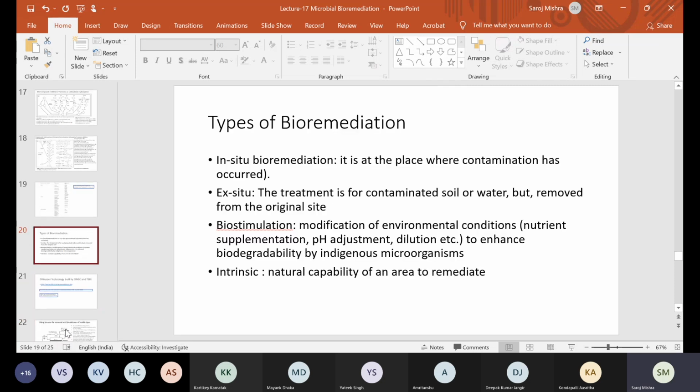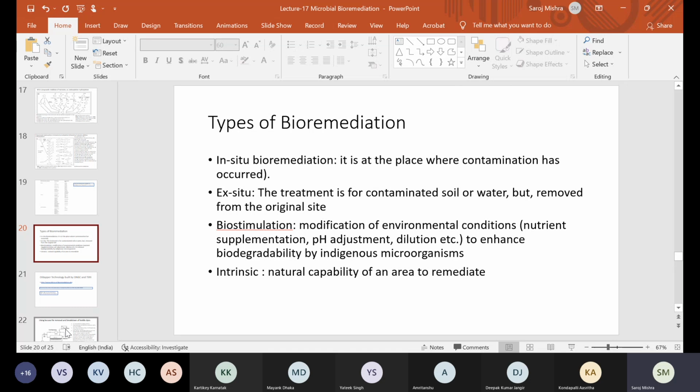All right, so now I will only do one case study with you, but before that, we say that such kind of microbial bioremediation can be done either in situ. That is, imagine that there is a large patch of land where the refinery is being carried out, and if the remediation is being carried out at the same site where the oil spill has occurred, then it is called in situ bioremediation. That is, it is at the same place where contamination has occurred.